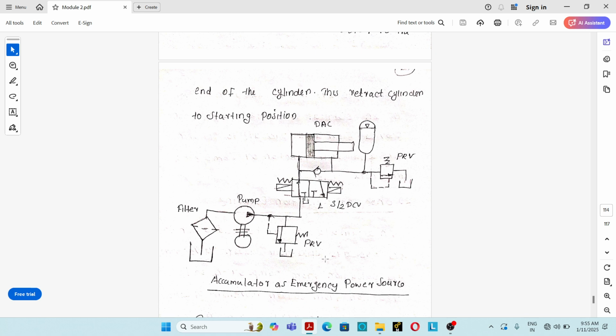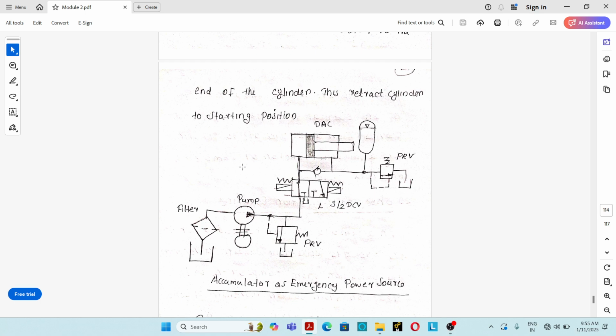The main components in the circuit are reservoir, filter, pump, pressure relief valve, 3/2 DCV, double acting hydraulic cylinder, check valve, accumulator, then again a pressure relief valve. Here, after completing the extension stroke, the hydraulic oil flows to the accumulator through the check valve. Then the hydraulic oil is stored in the accumulator.